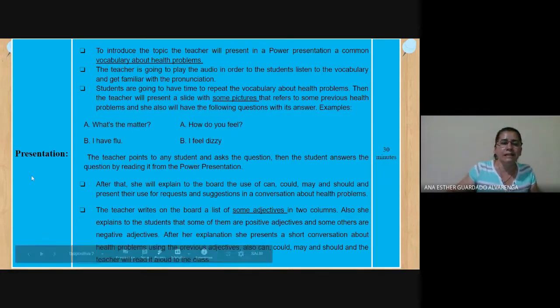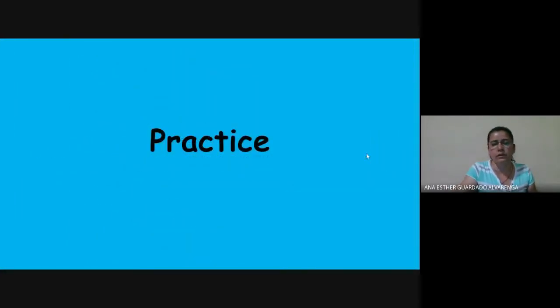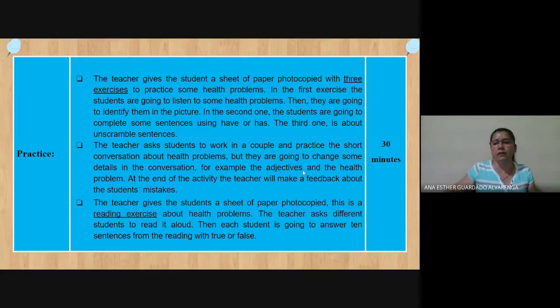For this part of the lesson plan, I'm going to have 30 minutes. I'm going to continue with the practice, and for the practice I'm also going to have 30 minutes, and the teacher gives the students a sheet of paper, a copy, with 3 exercises to practice some health problems.